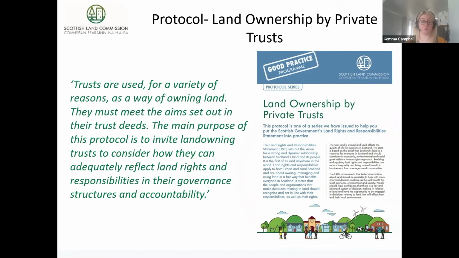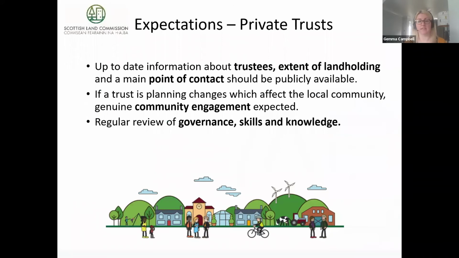And this protocol in particular supports principles 1, 3 and 5 of the Land Rights and Responsibility Statement. So that's the principles on human rights, on community ownership and on transparency. So I'll talk you through the expectations that we've set out in this protocol now.